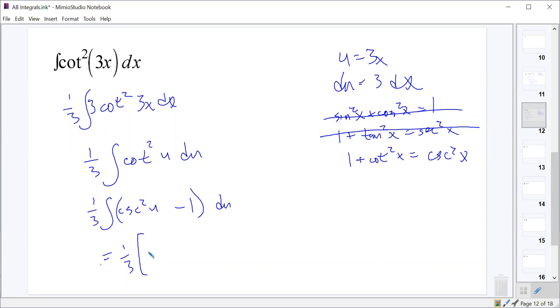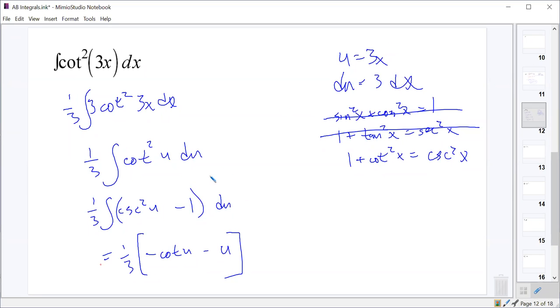Would it be negative cotangent u? Mm-hmm. And then the integral of minus 1 should be minus x. Well, in this case, what's our variable? U. Yeah, so it's got to be minus u. So be careful with that. Don't just make the minus 1 an x, right? Make sure you make it the right variable, especially if you've done a u substitution already.